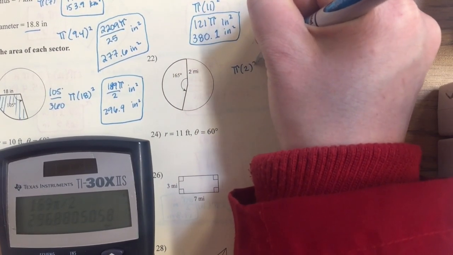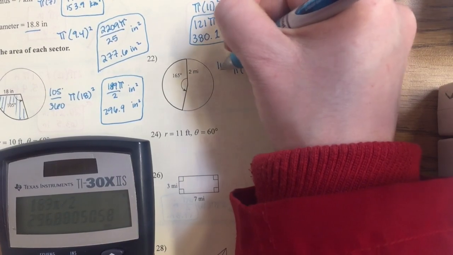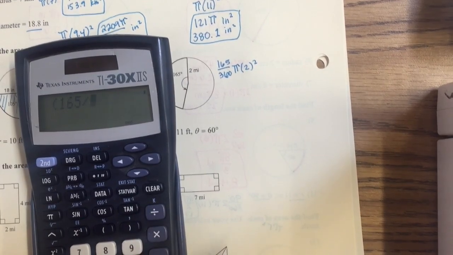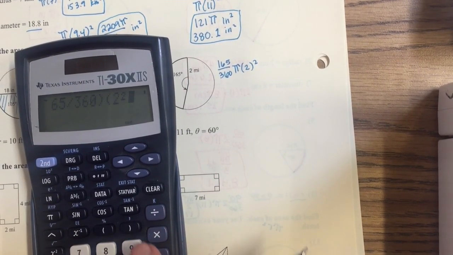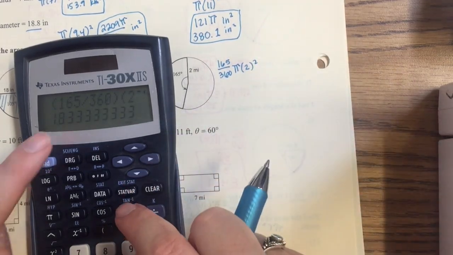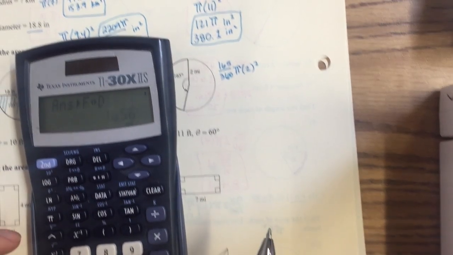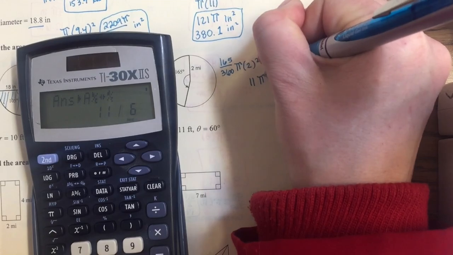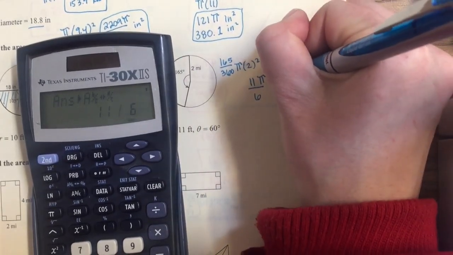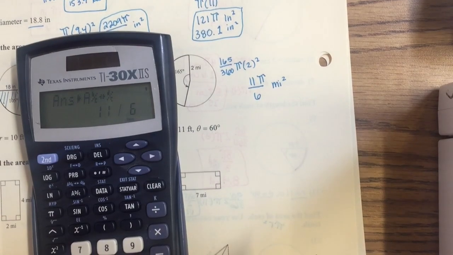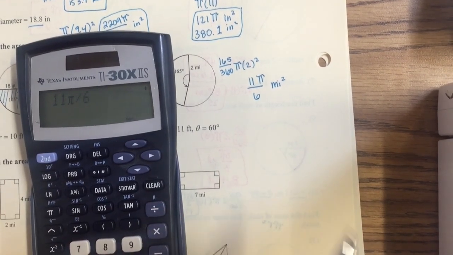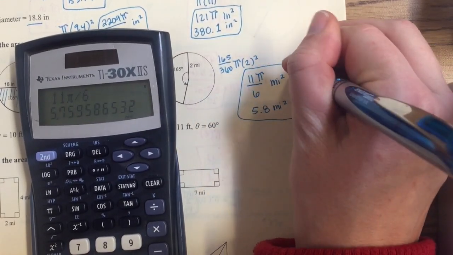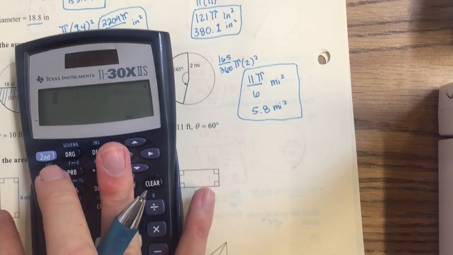Pi r squared, 165 out of 360 degrees. I got a decimal, so I do second PRB, enter, second ABC, enter, 11 pi over 6 miles squared. And then if I wanted it as a decimal, enter it in and get 5.8. So I'll have my two solutions again.